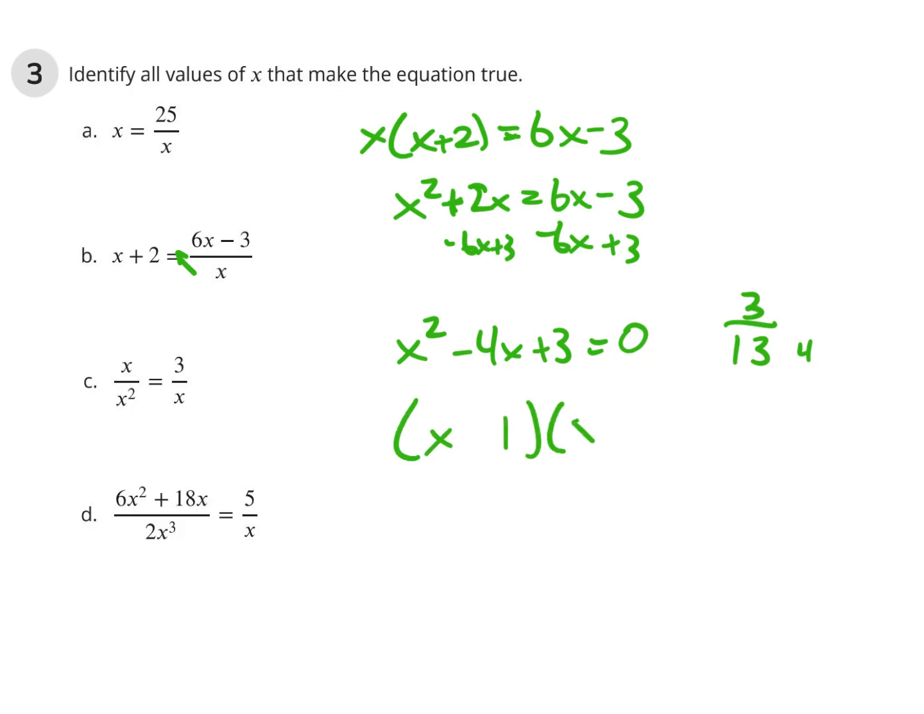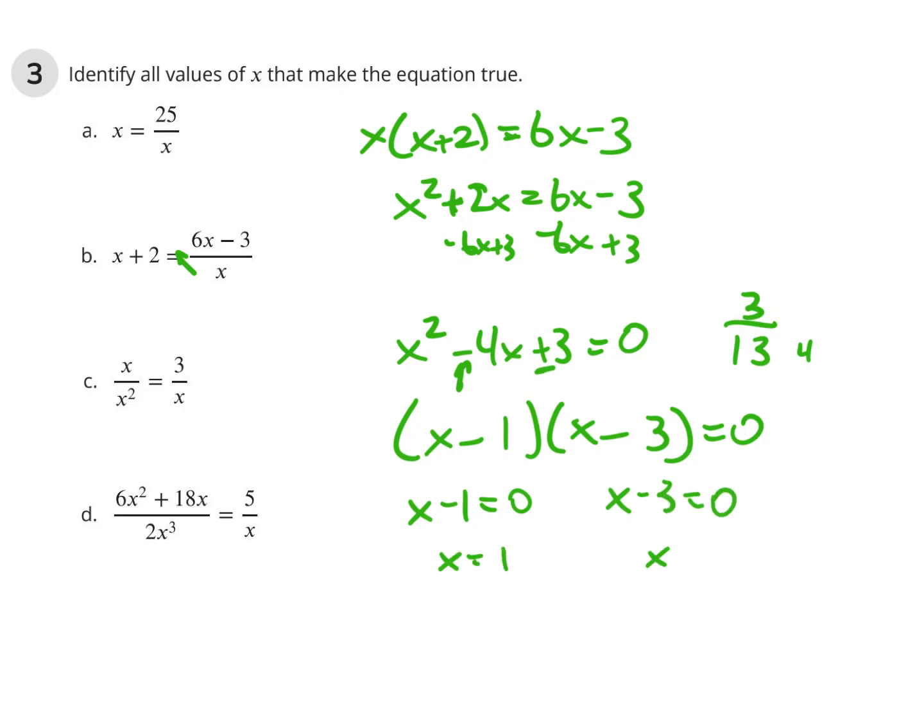x minus 1, x minus 3. The sign in front of the third term tells me they both had the same sign. This one tells me they're both negative. And so now I separate them and set them equal to 0. I get x equals 1 and x equals 3. Again, the one thing our denominator could not be was 0. So there we go.